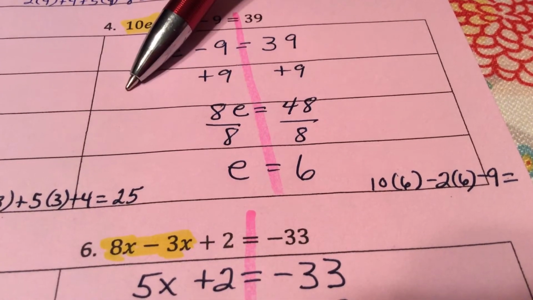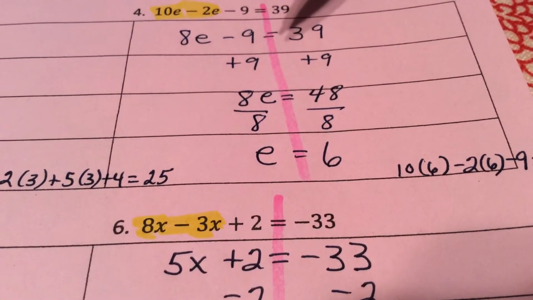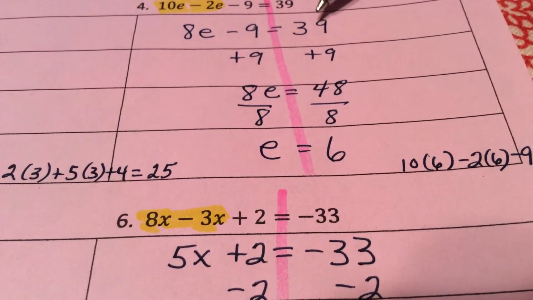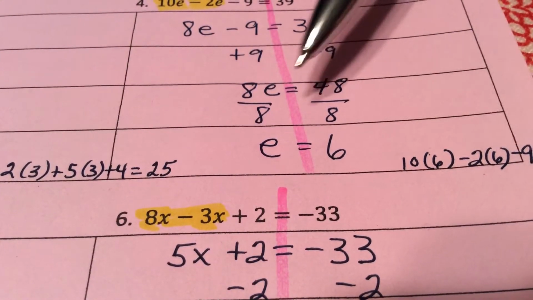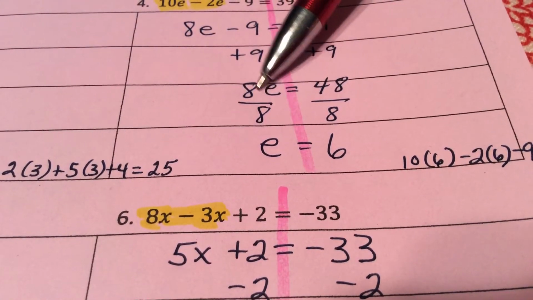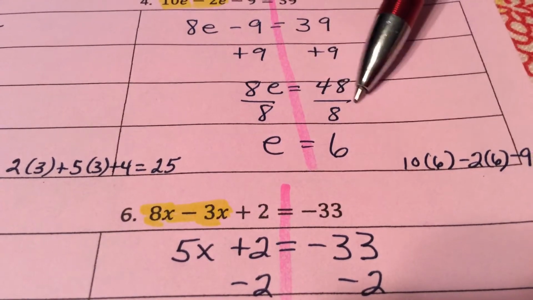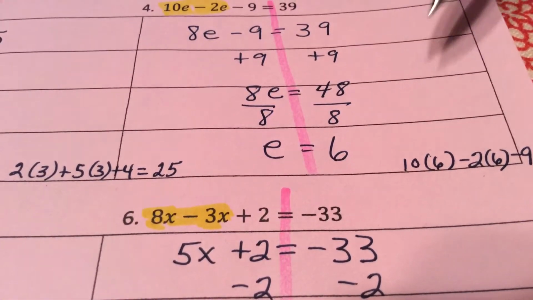We cover up our 8e. We have a minus 9. To get rid of minus 9, we have to plus 9. And we get 8e equals 48. 39 plus 9 is 48. To get rid of the 8, we're timesing by 8, so we have to divide by 8. The inverse is that. And so we get e equals 6.